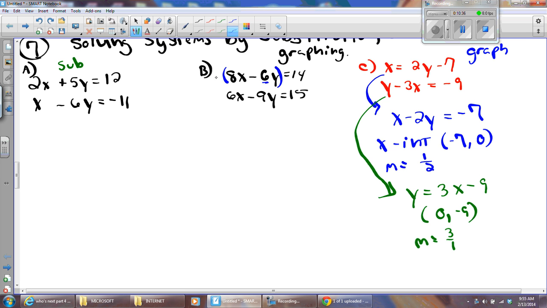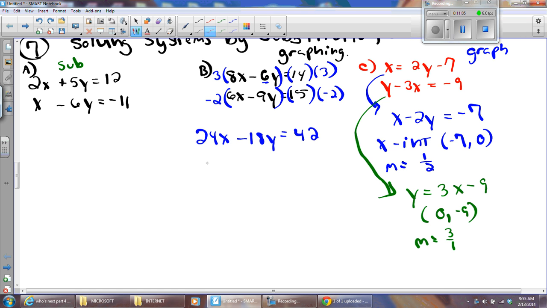So I'm going to multiply this top equation by 3 because that would turn this 6 into an 18. And I'm going to multiply the bottom equation by -2, because I want a positive 18, a negative, and a positive 18. Okay, so the top equation is going to become 24x minus 18y, which equals 42. The bottom equation will become negative 12x plus 18y, and that'll equal negative 30.